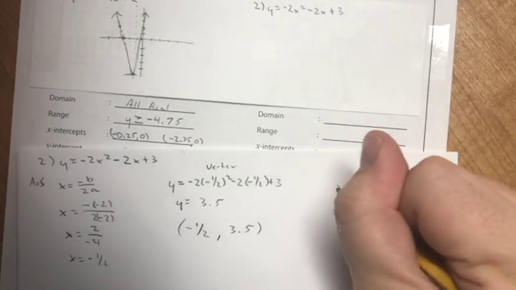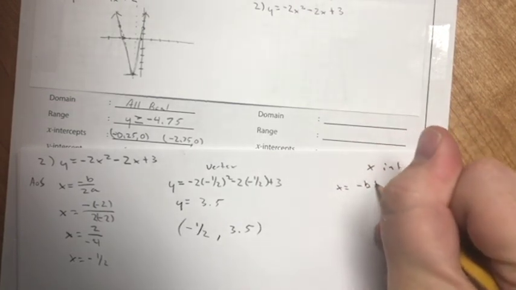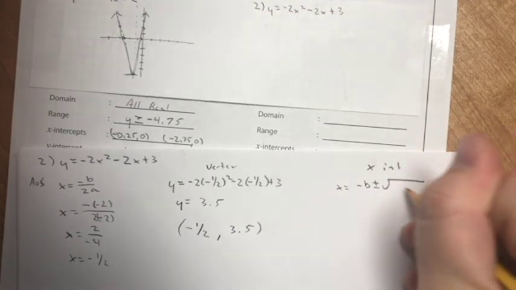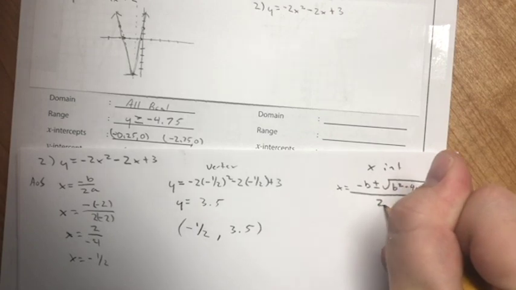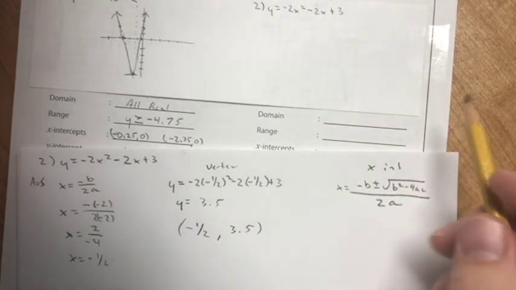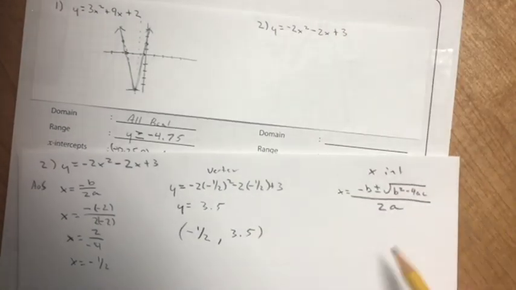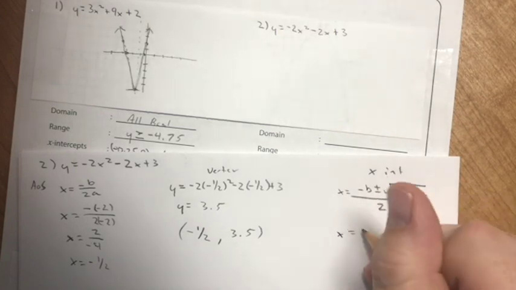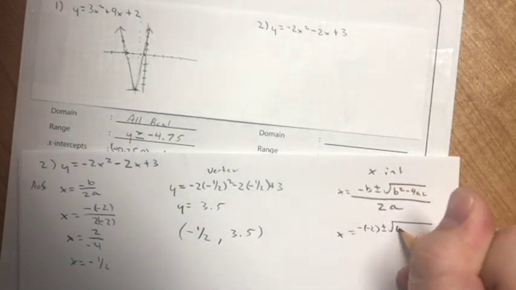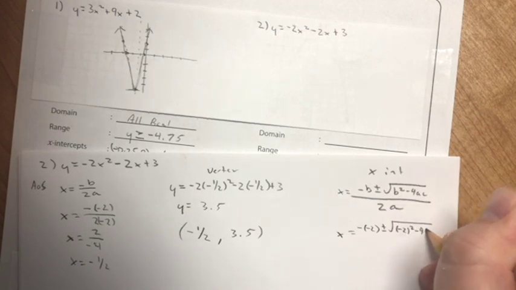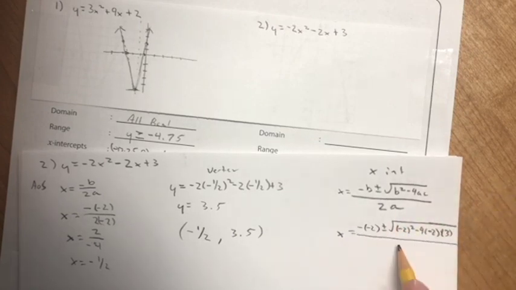I'm going to use that x is equal to negative b, plus or minus the square root of b squared minus 4ac, all over 2a. So now that we have that, let's plug everything in. x is equal to negative 2 plus or minus the square root of negative 2 squared minus 4 times negative 2 times 3, all of that over 2 times negative 2.